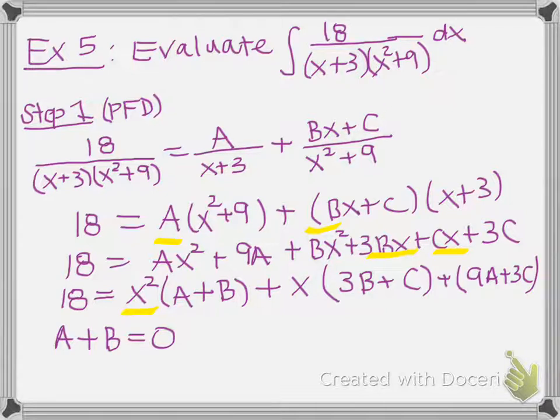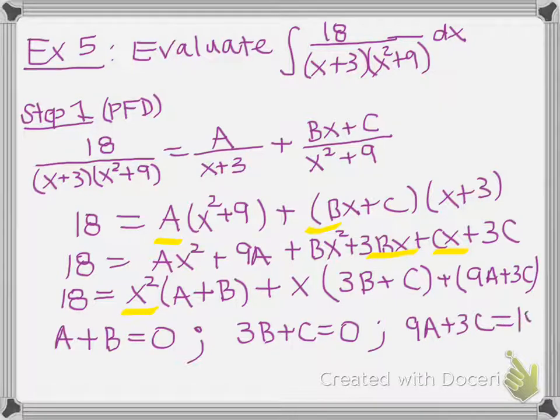And we do the same, so we have a plus b equals 0. Then we do the same for x. Well, there's no x terms on the left, so 3b plus c also equals 0. And then we have our constants, 9a plus 3c. Well, on the left, the constant is what? 18. So 9a plus 3c equals 18.